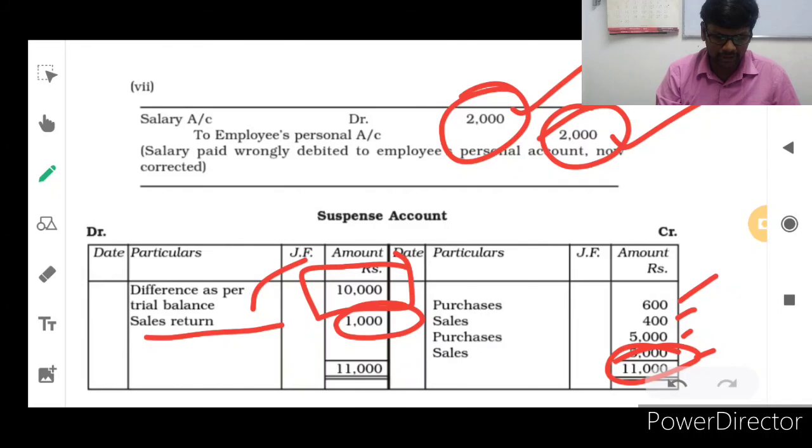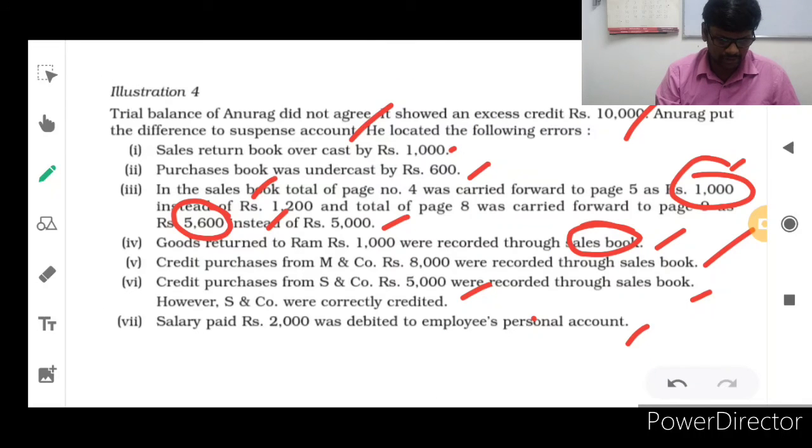So after the conclusion of this, our Anurag should believe that. So he is not agreeing. By preparing the suspense account only, he will agree, isn't it? Now he must agree.